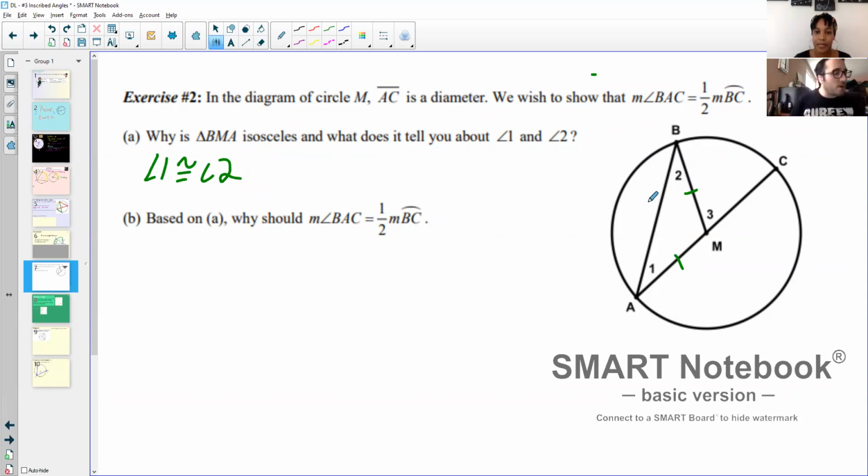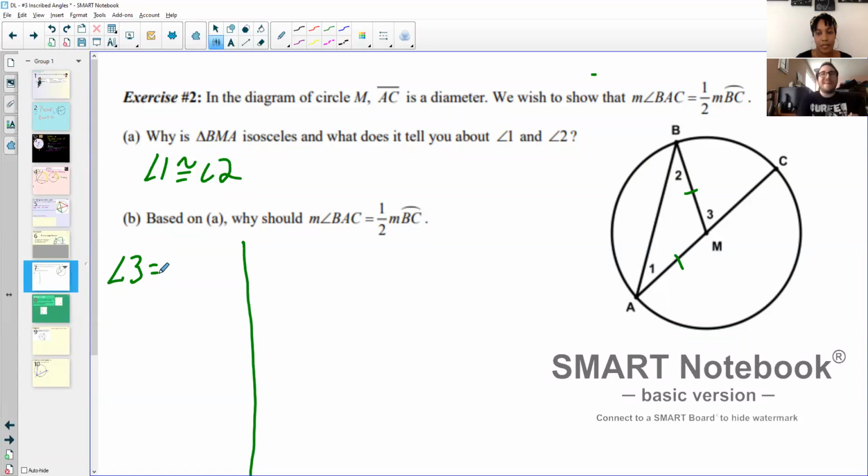Now I'm going to write down a list of things that we know just by looking at this picture, things we can assume from the information given. The first thing I want to talk about is, what do we know about angle 3?